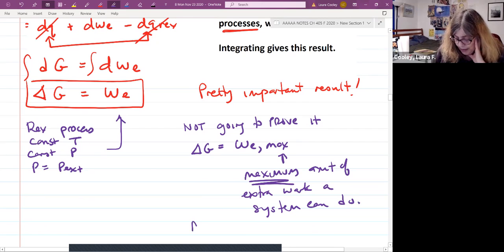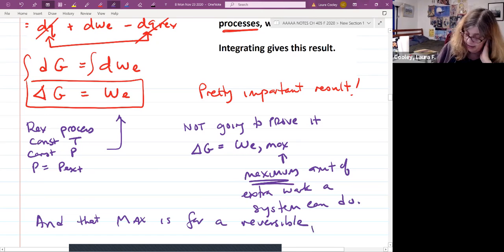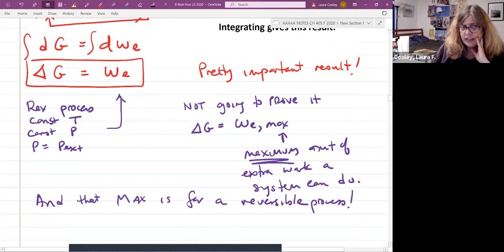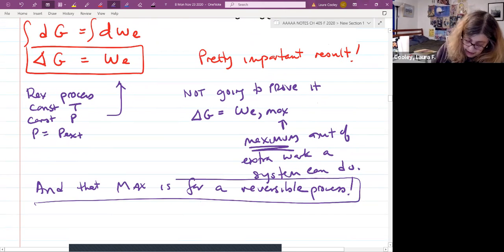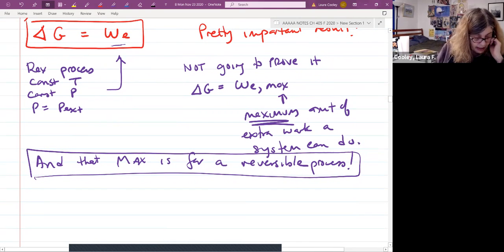And that maximum is for a reversible process. No surprise there. We've seen that before, right? The maximum work the engine could do is also for a reversible engine. Anyway, we did say it was reversible, but what we didn't prove was that led to this WE being a maximum, but it is the maximum, and we are going to use that.